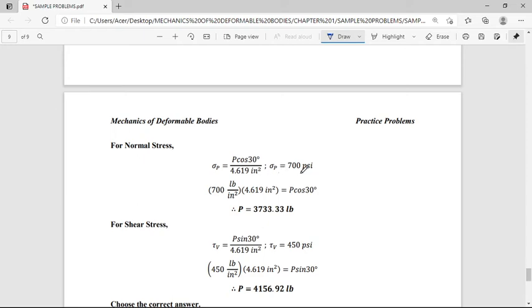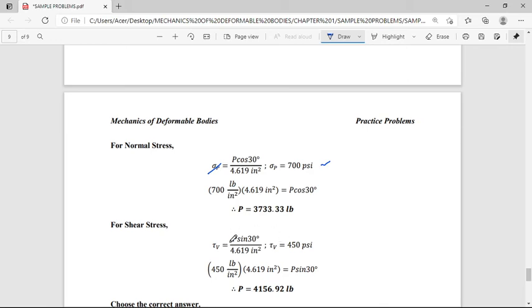And the normal stress given in the problem is equal to 700 pounds per square inch. So, we have no problem here. Just input it in the calculator. And we transposed the 4.619 square inch to the other side, so that when you shift solve, the calculator is fast. So, inputting this in your calculator and by pressing shift solve, we get the value of P equal to 3,733.33 pounds.